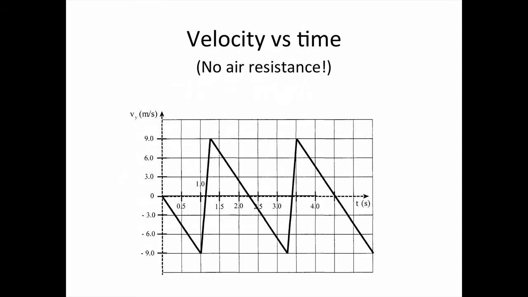This is a typical velocity time graph. Notice that since velocity is a vector, it will be negative some of the time since the ball is changing direction. We usually show downwards as negative.